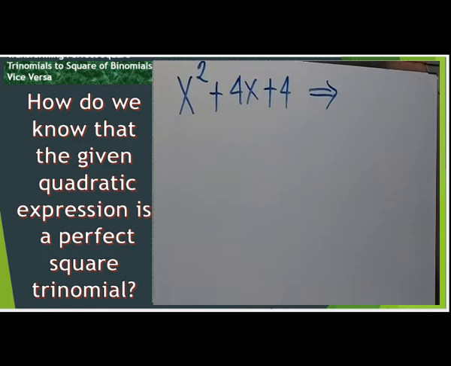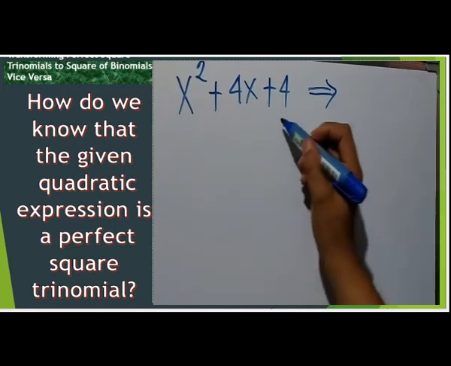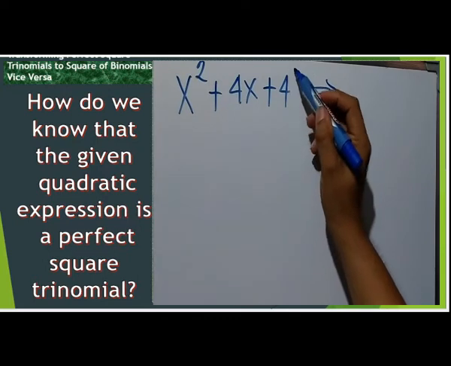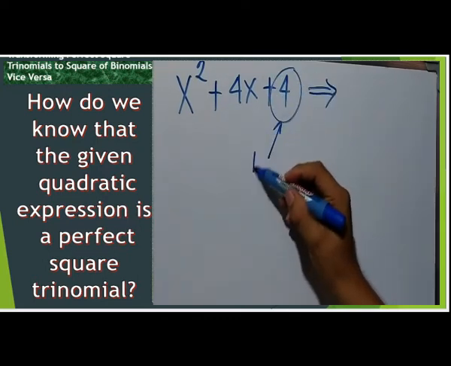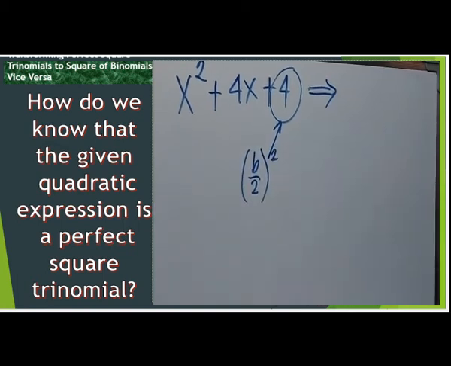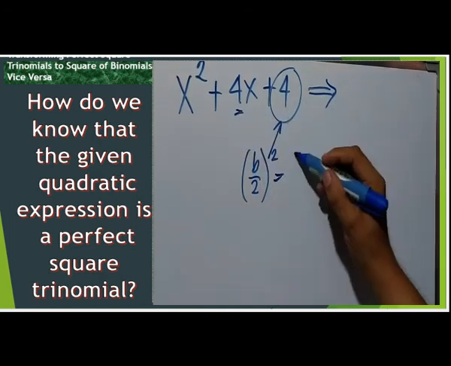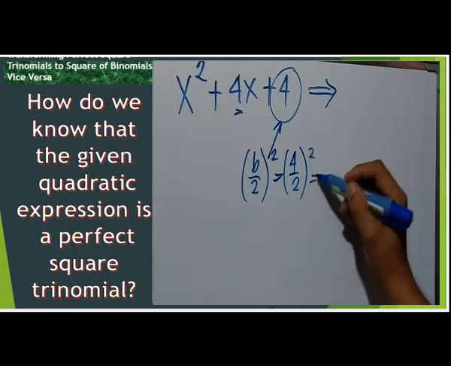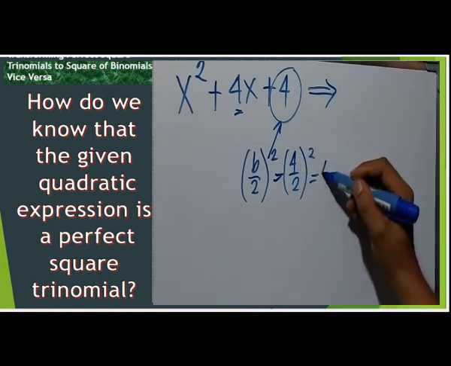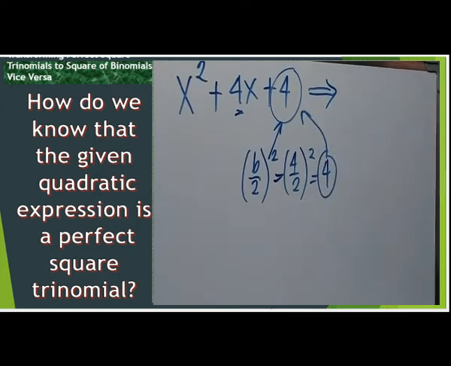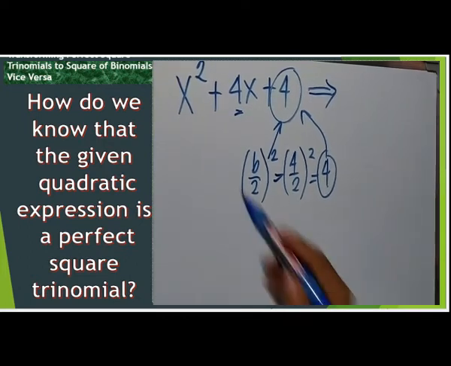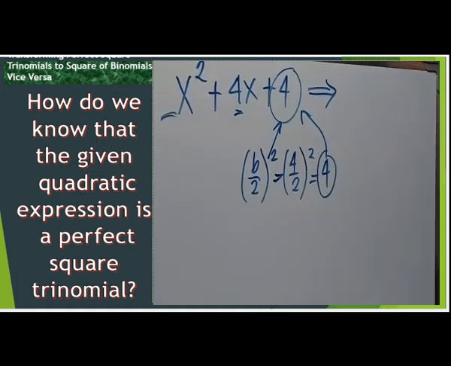Let us first identify if the given quadratic expression is a perfect square trinomial. How do we know that? We have to check the constant term. The constant term should be b over 2 raised to the second power. If it's not b over 2 raised to the second power, then the quadratic expression is not a perfect square trinomial. So in this case, b is actually 4. So we have 4 divided by 2 raised to the second power. 4 divided by 2 is 2 squared. You have 4. So it means to say that x squared plus 4x plus 4 is a perfect square trinomial. That is if your value of a is 1.